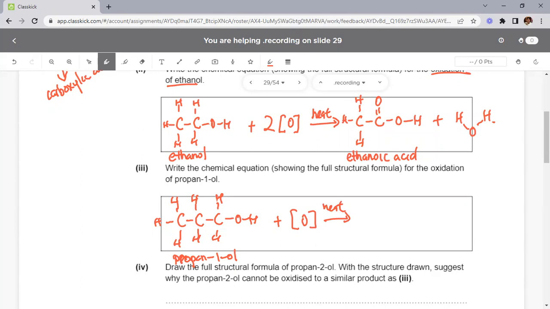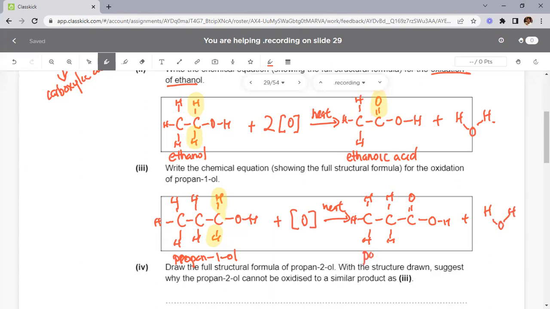Let's go. Quickly, quickly. If you look at the previous example, what did we do? We actually removed the 2 H to convert to a double bond O. Same thing. The carbon that's attached to OH, we're going to remove the 2 hydrogens and convert it to a double bond O. So 3 carbons here, OH. This carbon here, I'm going to put double bond O. Then the rest I'll put H, plus H2O.